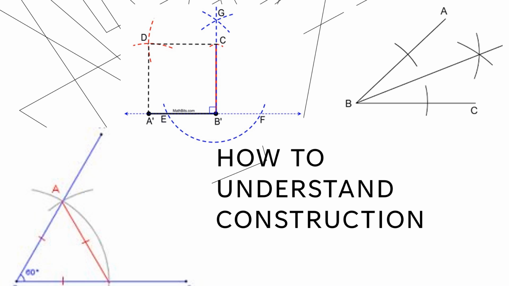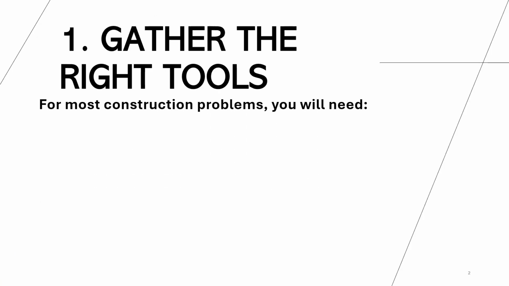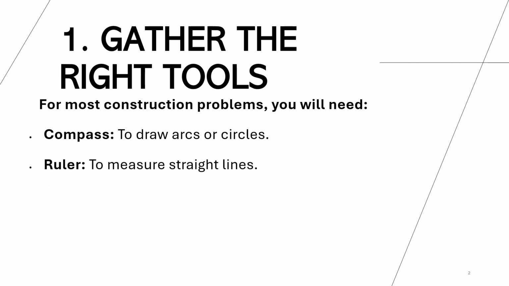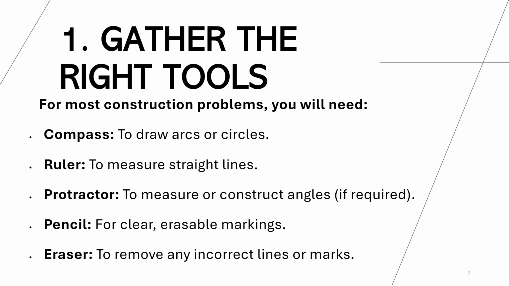Efficient construction. Just gather the right tools. For most construction problems, you will need a compass to draw the arc or a circle, a ruler to measure a straight line, a protractor to measure and construct angles if required, a pencil for clear erasable marking, and an eraser to remove any incorrect line or mark.